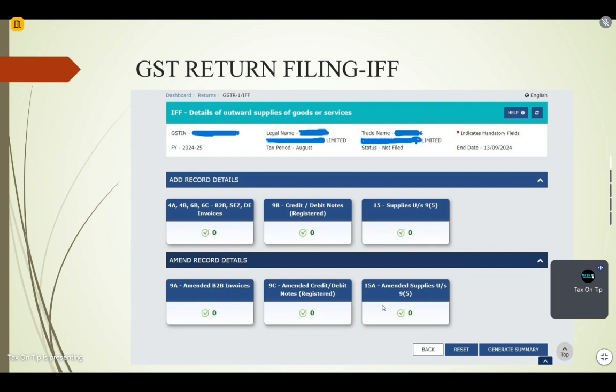So in table 4, we know what goes there, whatever sale we have done in the previous month, we need to report it either on a normal basis or on a reverse charge basis. We need to declare that.